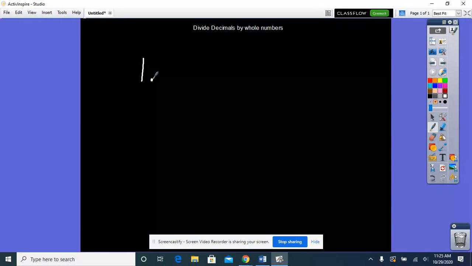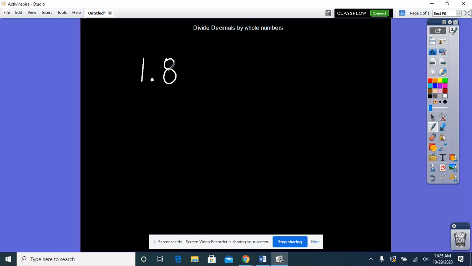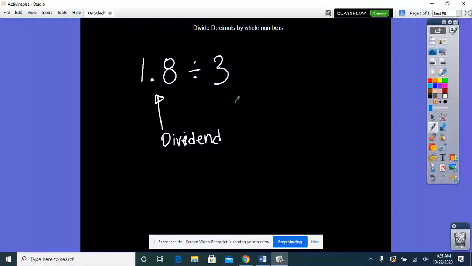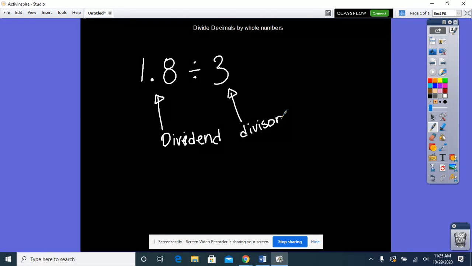So if I have 1 8/10 divided by 3, this first number is my dividend, and this second number is my divisor. So it's really important that we set this problem up correctly. We're going to be using long division.